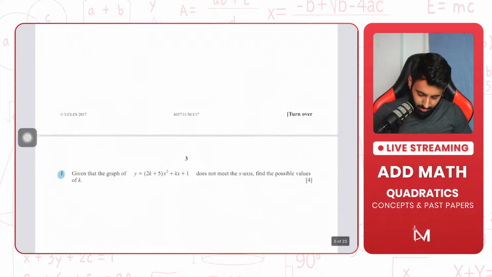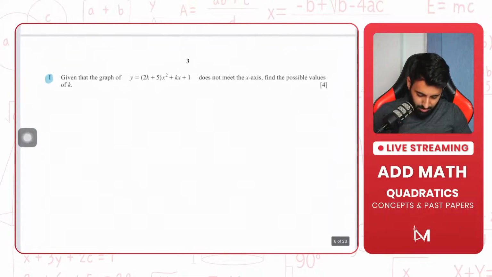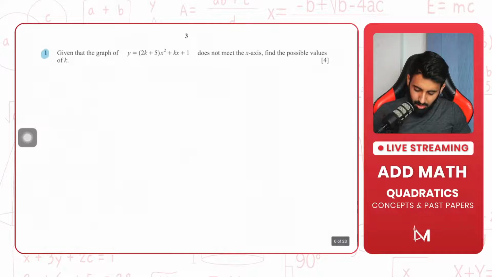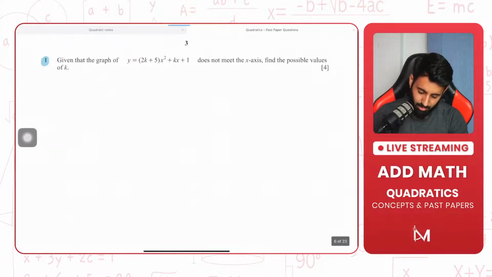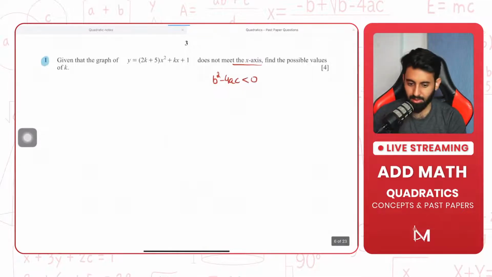Okay, let's do another question revolving around the same concept. And here it is. It says here, given that the graph of y equals 2k plus 5 x square plus kx plus 1 does not meet the x-axis, find the possible values of k. Does not meet the x-axis means that it's entirely either above or entirely below the x-axis, which means that the discriminant is going to be less than 0.